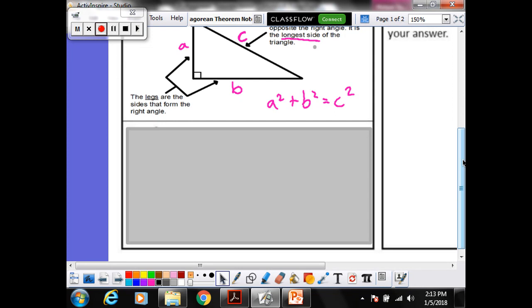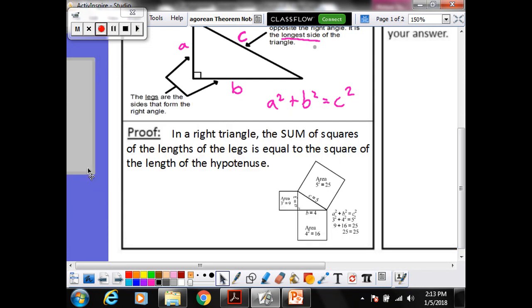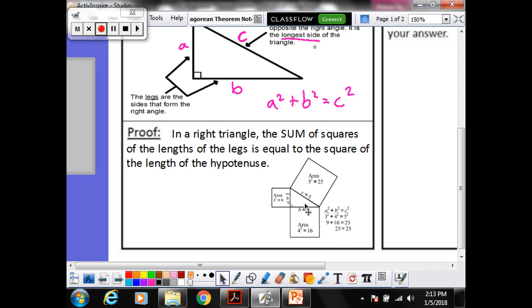Now, with the proof. The proof states that in a right triangle, the sum of the squares of the legs is equal to the square of the length of the hypotenuse. And what that looks like visually is this. If I had a right triangle with the lengths of 3, 4, and 5, my legs would be 3 and 4. If I drew a square that had the lengths of 3, 3, 3, and 3, and took the area of that, the area would be 9.